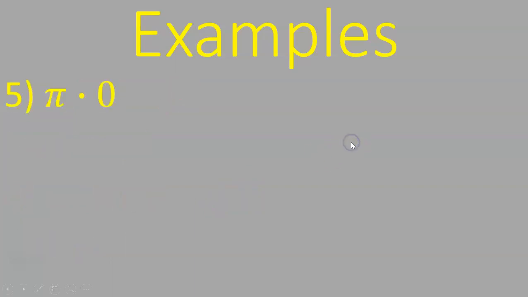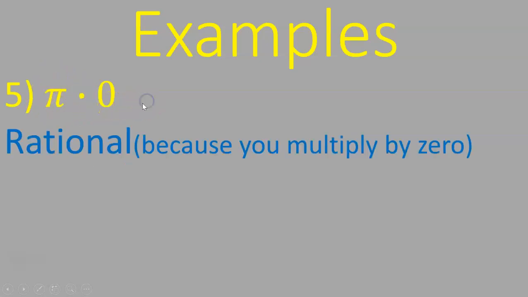A couple more examples. Pi is a famous irrational number, but you're multiplying by 0. This is the exception. Okay, this is rational. It's usually irrational when you mix them, but this is rational because you multiply by 0. That's the exception, remember.